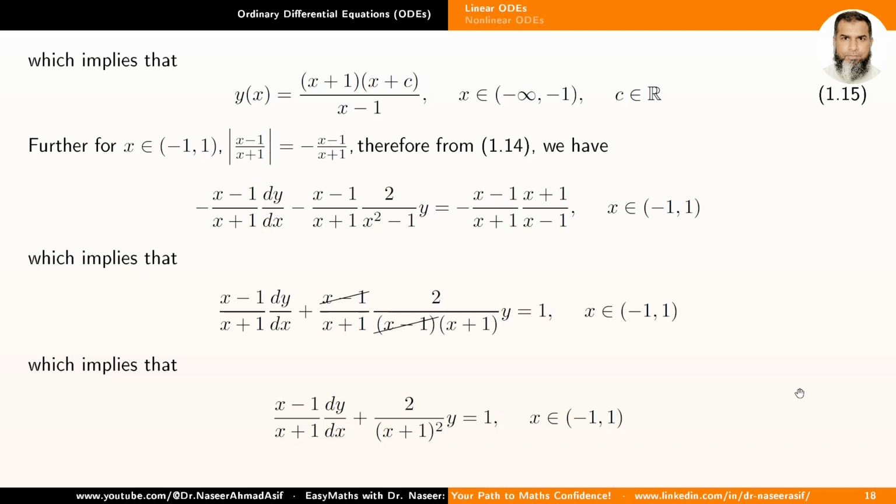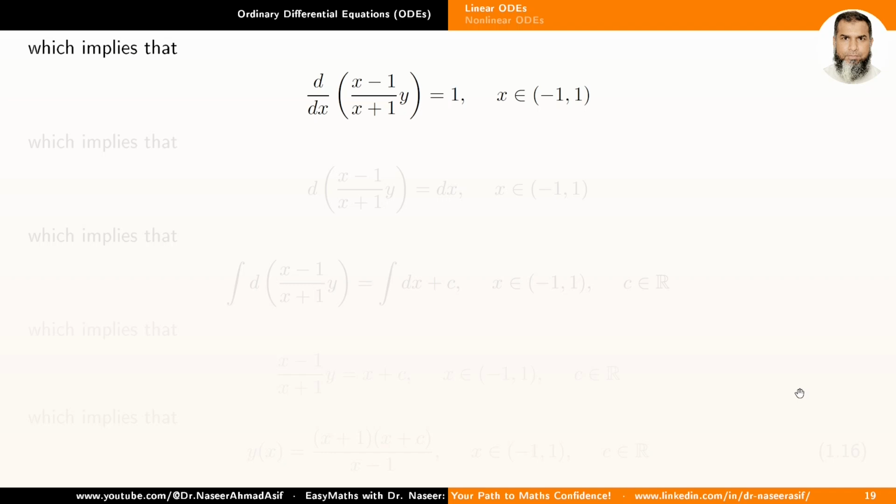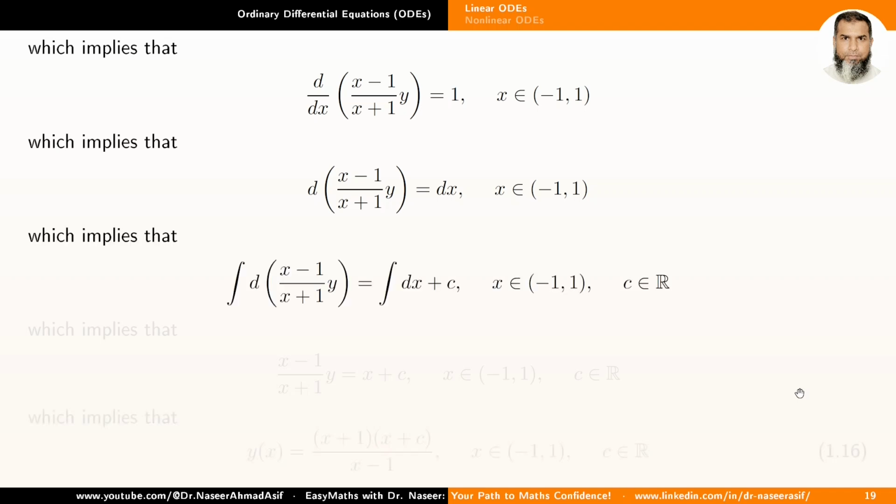So we have (s-1)/(s+1) dy/dx + 2/(s+1)² y = 1, where s belongs to (-1, 1), open interval. So d/dx of ((s-1)/(s+1) · y) = 1. Well, this can be expressed as d((s-1)/(s+1) · y) = dx. Taking integral, we have the integral of d((s-1)/(s+1) · y) is equal to the integral of dx plus c, where c is an arbitrary constant.